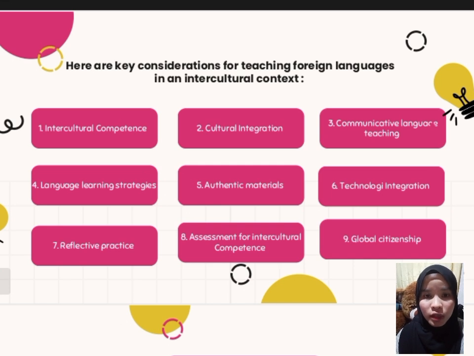Eight, assessment for intercultural competence. Assessment should go beyond linguistic proficiency to evaluate learners' intercultural competence. Performance assessment, portfolio assessment, and reflective tasks can assess learners' ability to communicate effectively, navigate cultural differences, and demonstrate cultural sensitivity in intercultural contexts.